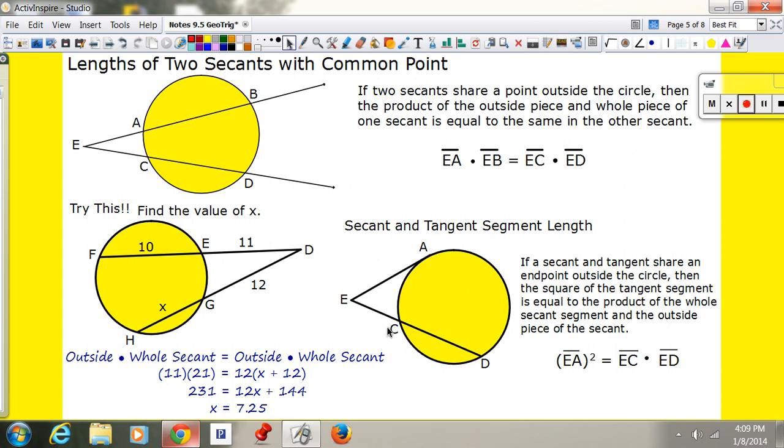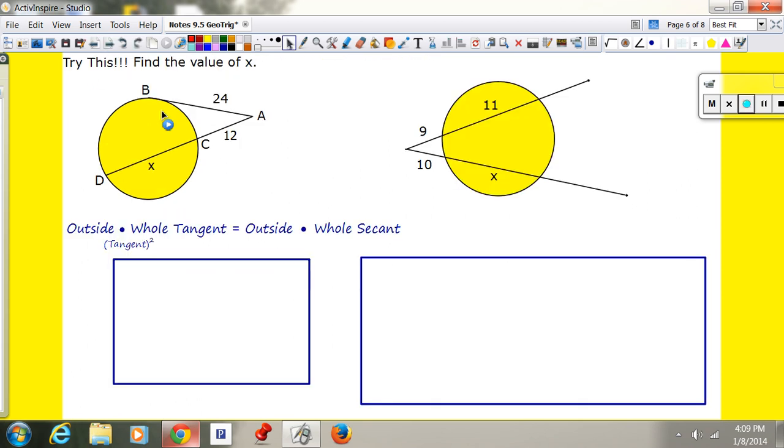Outside is EC, the whole thing is ED. So again, it's outside times the whole thing. So EC times ED. So let's try a couple of practice ones on that. And again, you can pause it to get that written down there. All right, let's try a couple of examples.